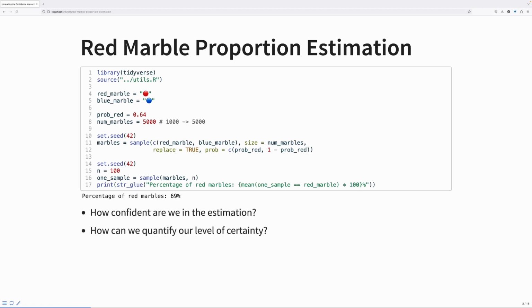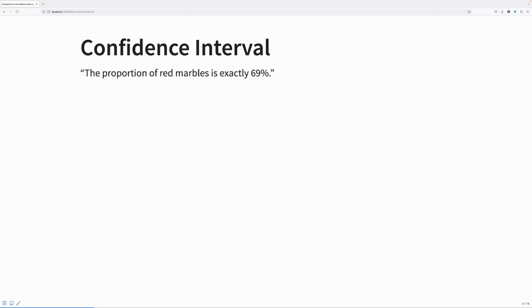Okay, so then we had two questions at the end of the video. How confident are we in the estimation? How can we quantify our level of certainty? As you can see, by just drawing 100 marbles, it's very unlikely that the proportion of the red marbles is exactly equal to the actual proportion of red marbles in the whole bag. So this is where the confidence interval comes in.